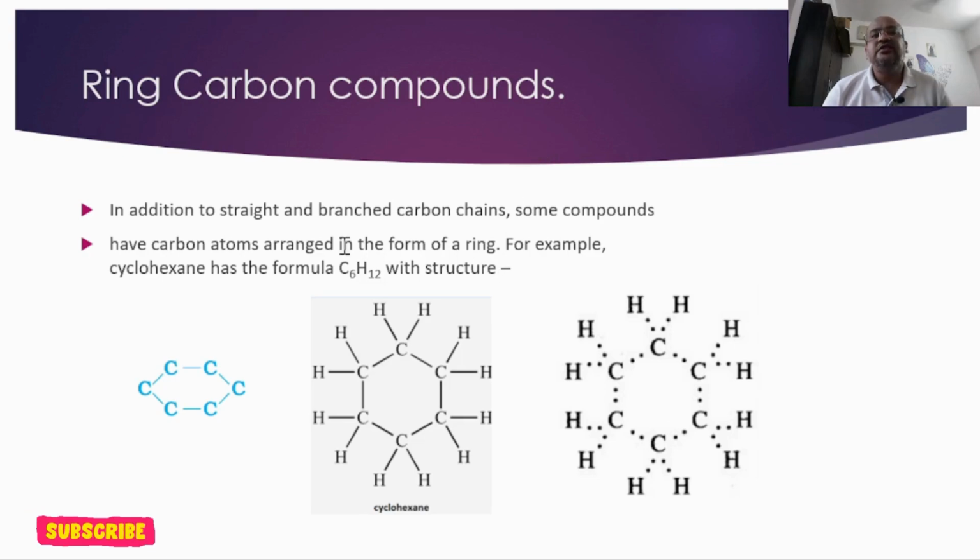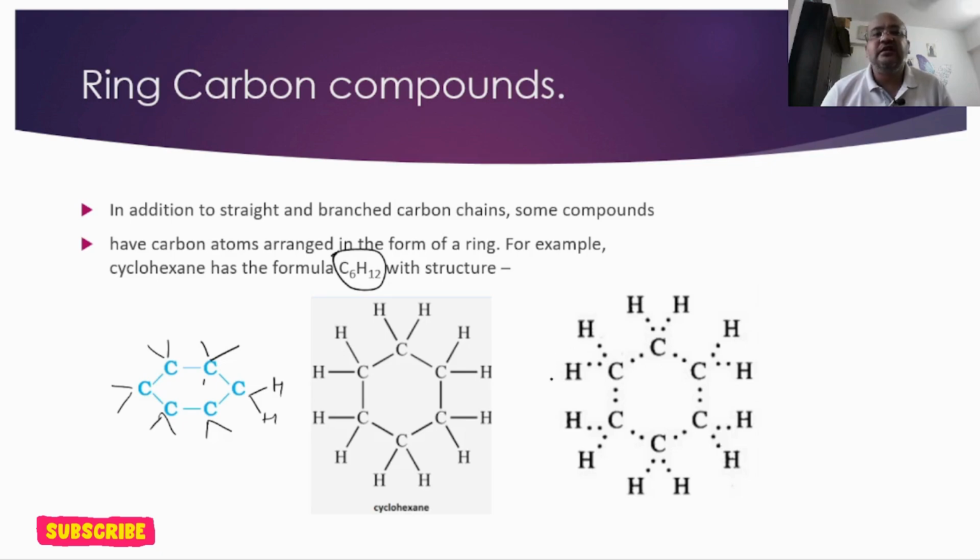Then I have got ring carbon compounds. In addition to the straight and branched carbon compounds, I have got some compounds which are in a ring shape, with carbon arranged in the form of a ring. For example, cyclohexane, which is nothing but C6H12. I have written six carbons attached to each other by single covalent bonds. Suppose this is carbon 1, 1, 2, 3, 4. Likewise, the tetravalency of each carbon has to be satisfied, and you just need to write down the hydrogens everywhere like this.